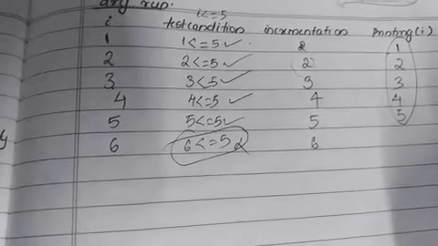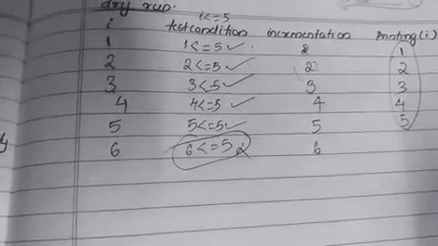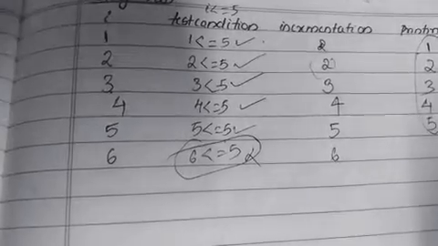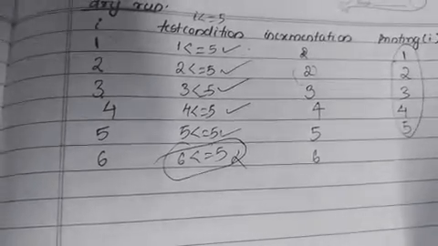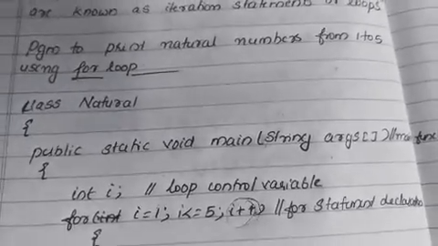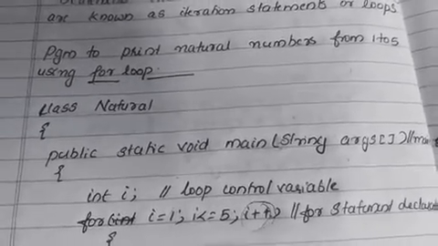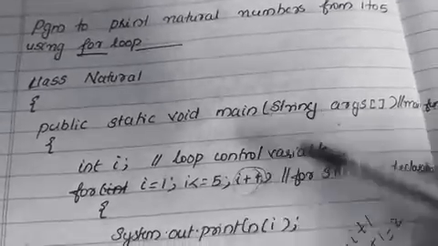I hope it's clear for you. So this is about printing natural numbers from 1 to 5. Similarly, the same question will be asked like this: write a Java program to print numbers from 1 to 5. So you can use the same code.